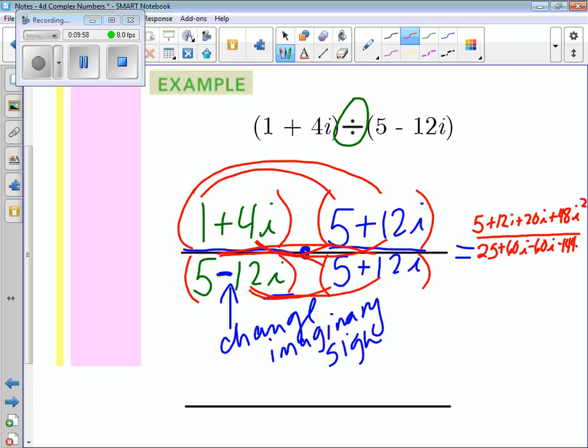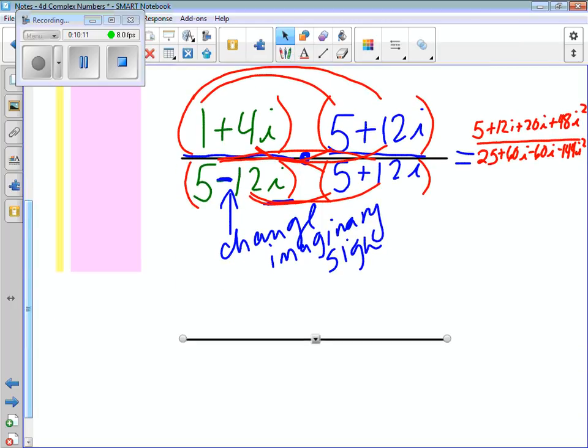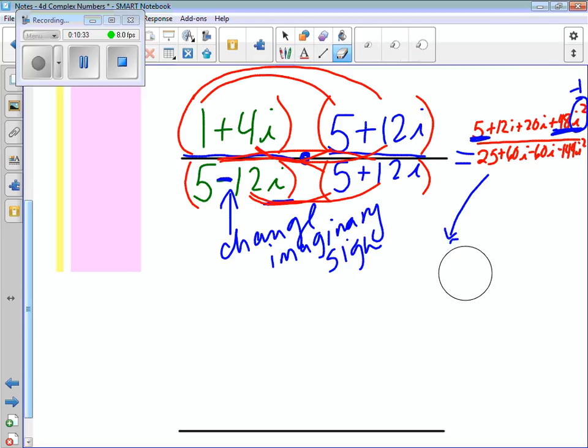Okay, so now let's concentrate on simplifying the numerator and the denominator. In the numerator, we have 5, and we have i squared, which is a negative 1. So that's 48 times negative 1. 5, 48 times negative 1 is negative 48. So 5 minus 48 is a negative 43.